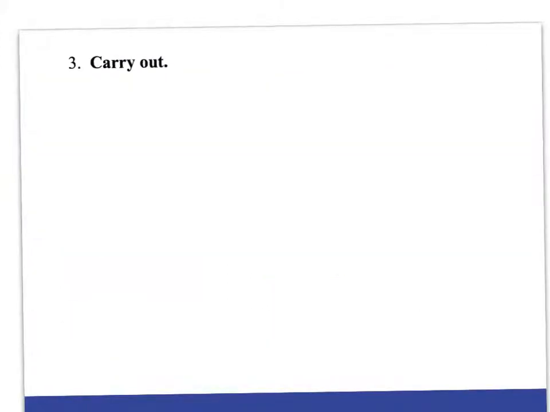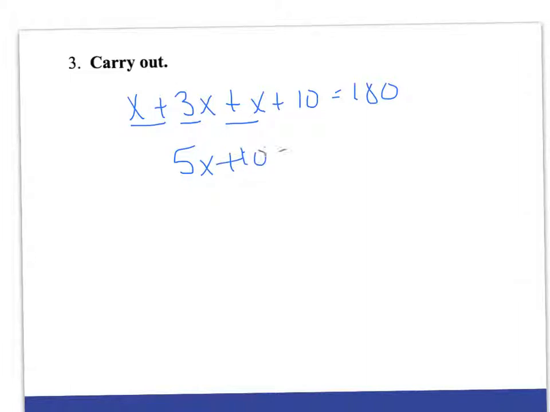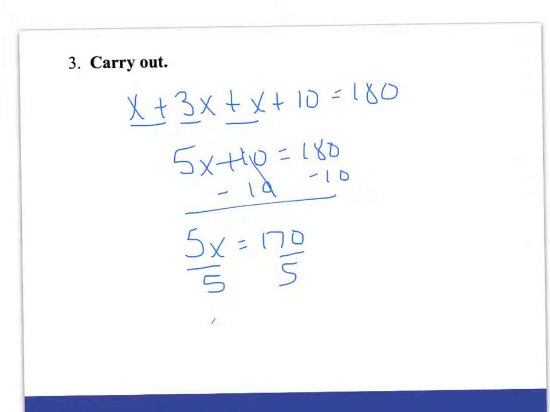So now we're going to solve that. So if we have x plus 3x plus x plus 10 equals 180 degrees, I have 1x plus 3x, that gives me 4, plus 1 more gives me 5x plus 10 equals 180 degrees. I'm going to subtract 10 from both sides. So now I have 5x equals 170. Divide by 5, so x is going to equal 34.